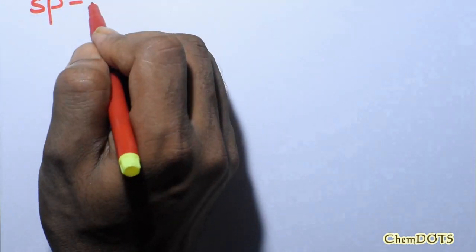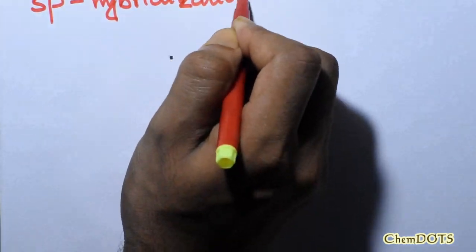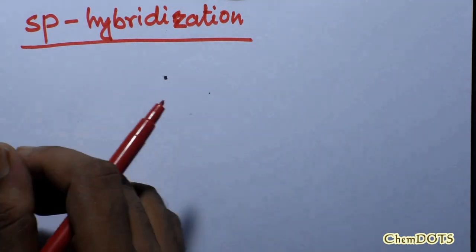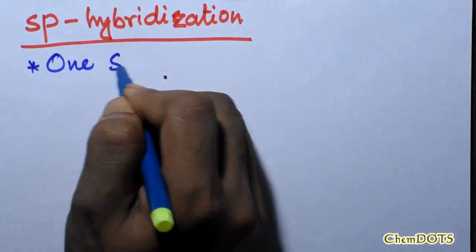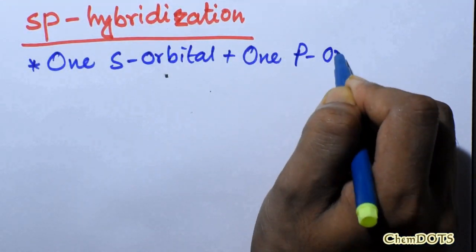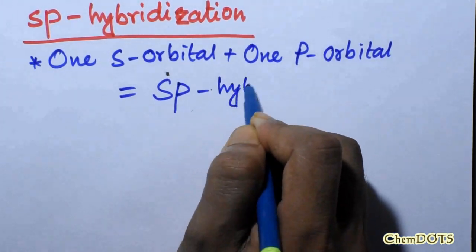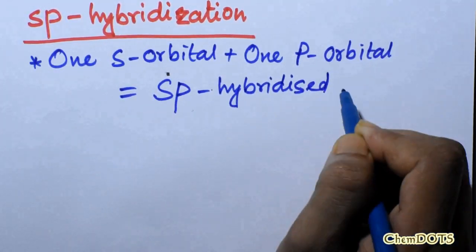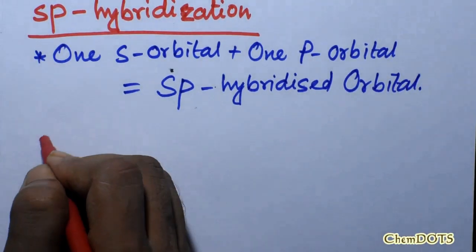Now coming to the sp hybridized orbitals. sp hybridization is observed when one s and one p orbital in the same main shell of an atom mix to form two new equivalent orbitals. The new orbitals formed are called sp hybridized orbitals. So one s orbital plus one p orbital will form two sp hybridized orbitals of equal energy.